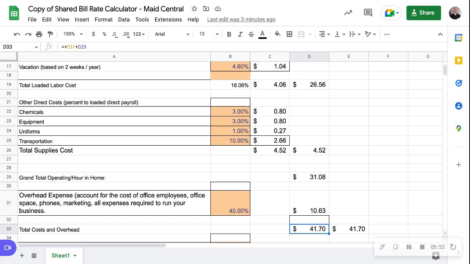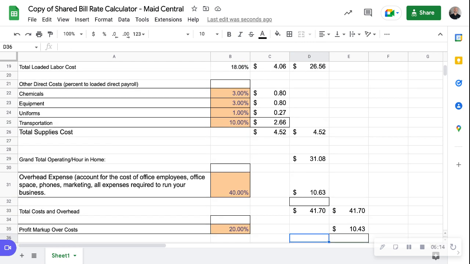So now with that 40% baked in, our cost of doing business, what we really need to charge for that employee just to break even, is now 41.70. So again, if we're really lean, this number can go down quite a bit. Let's say we're small, just getting started, maybe 36, 39. I recommend estimating this a little bit higher so you're baking in some profits as you grow.